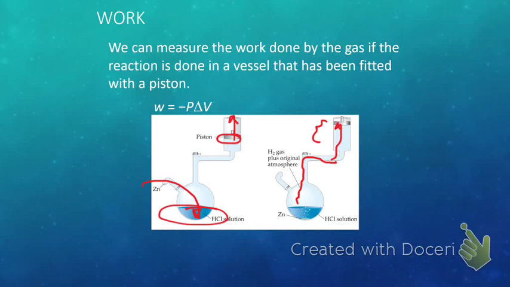Since the pressure of the entire system is not changing, we can actually consider it's a constant, and so the work is going to be equal to negative, because the system is doing the work on the surroundings, on the piston, times the pressure, times the change in volume.